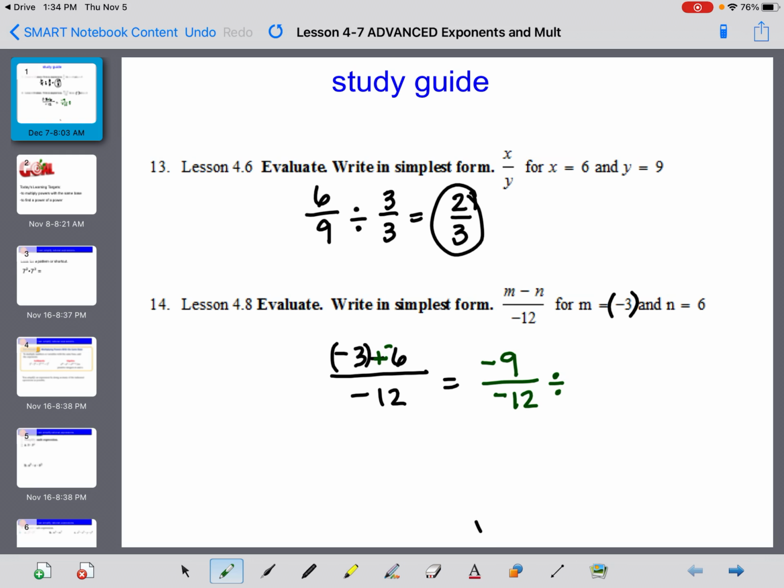I'm going to divide the numerator and the denominator by the greatest common factor, which is -3. -9 divided by -3 gives me +3. -12 divided by -3 gives me +4. So the answer is 3/4.